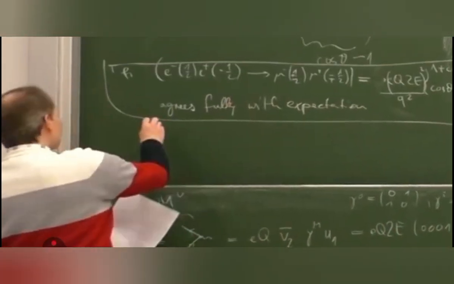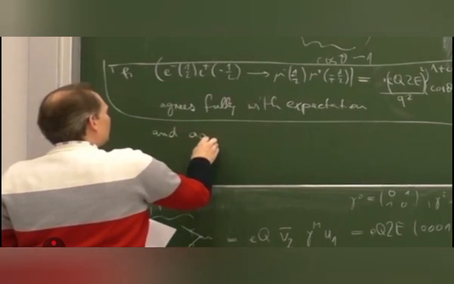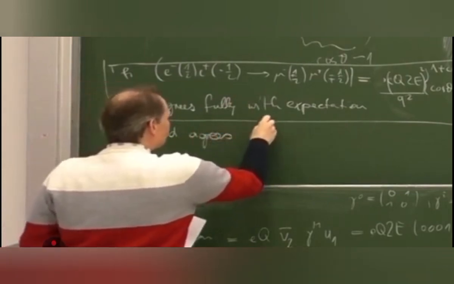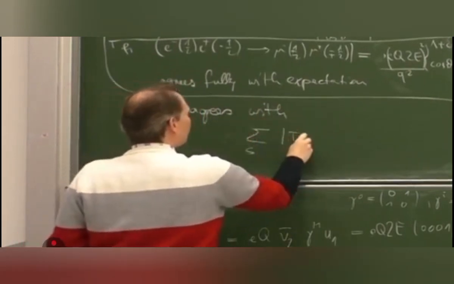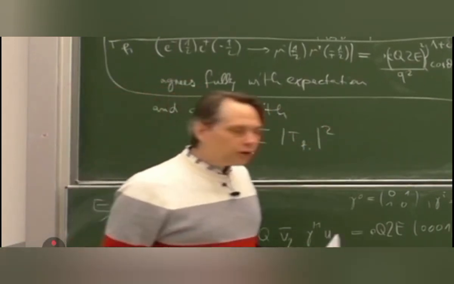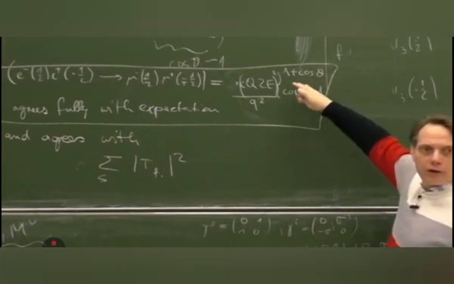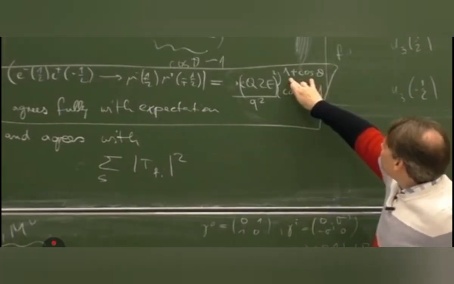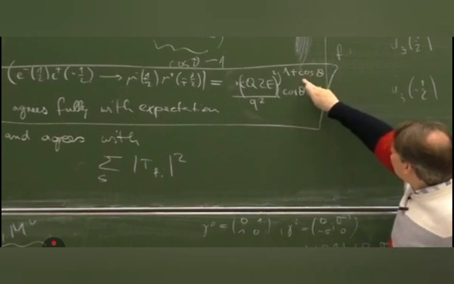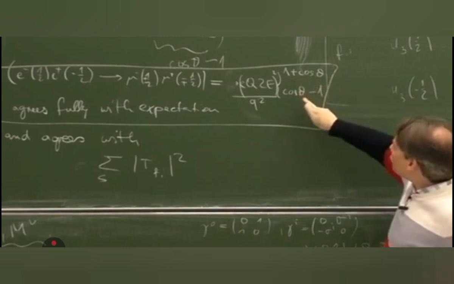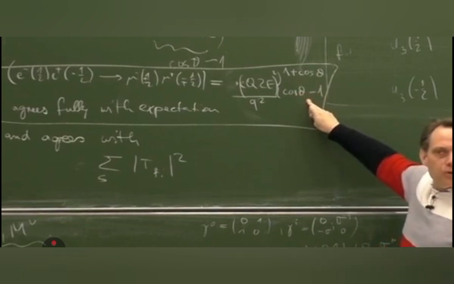So this agrees with our angular momentum discussion, but it also agrees with yesterday's result, where we had the sum over all the spins of the squared matrix elements. If we do this now, then we square each one and add them up, then we get 1 plus cosine square, 1 minus cosine square. The mixed term cancels, and we get 2 plus 2 times cosine square, and that is exactly what we found yesterday.